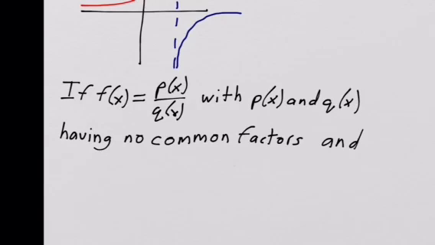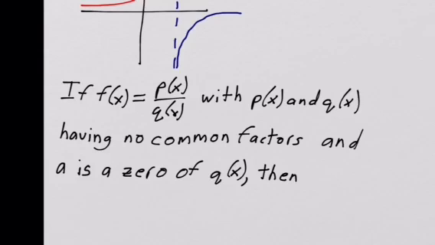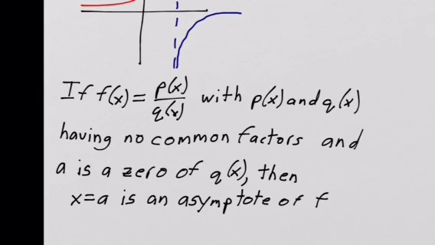and a is a 0 of q of x, then x equals a is an asymptote of f. But one thing very key here is having no common factors.